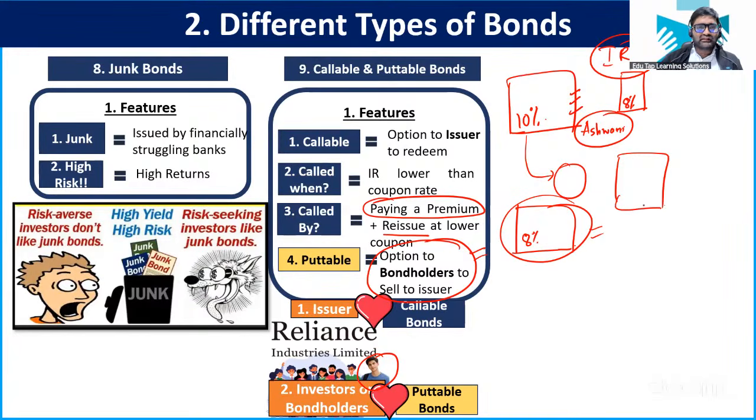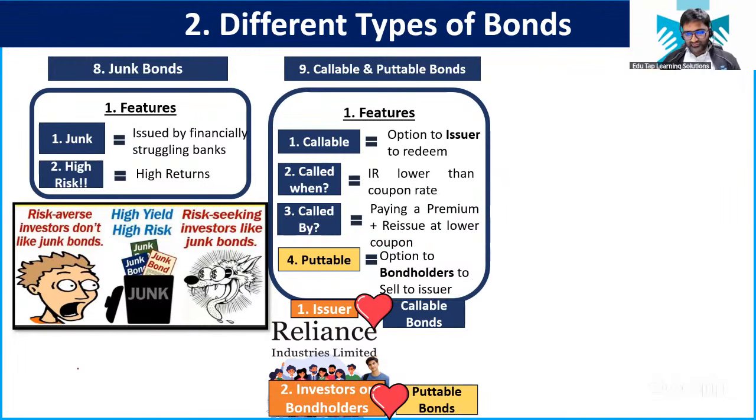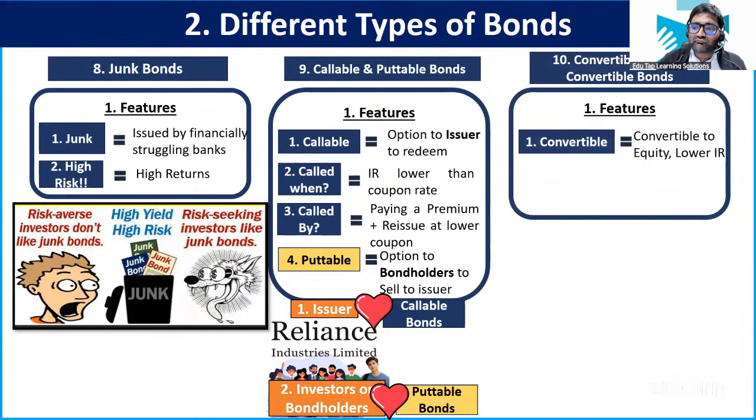Of course you could sell it to someone else, but if you are unable to sell it, in that case what will you do? You will use your puttable option and give it back to the company. Let's say in the market 15% bonds are there. I will withdraw my money from here and invest in the 15% bond. Market interest rates are higher. In that case, puttable bonds actually come into action and the bond is given back to the company itself. Is that clear? You redeem the bond and purchase the higher interest rate bonds. Now moving to convertible and non-convertible bonds.